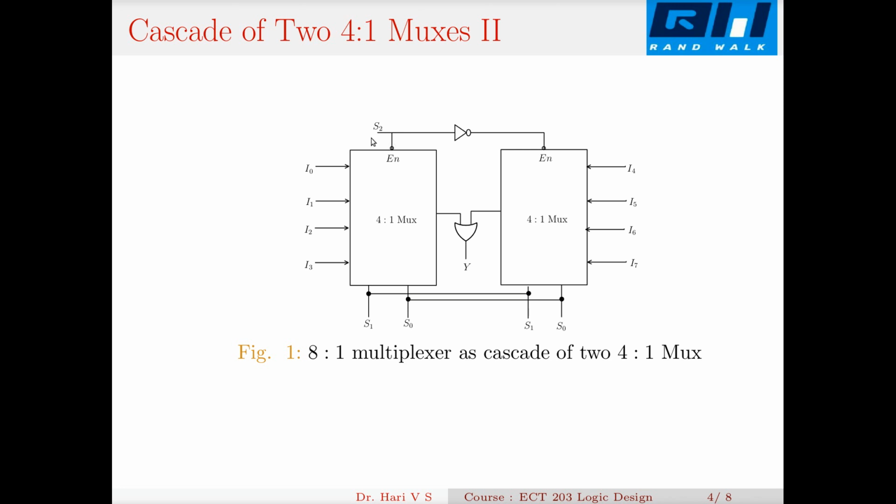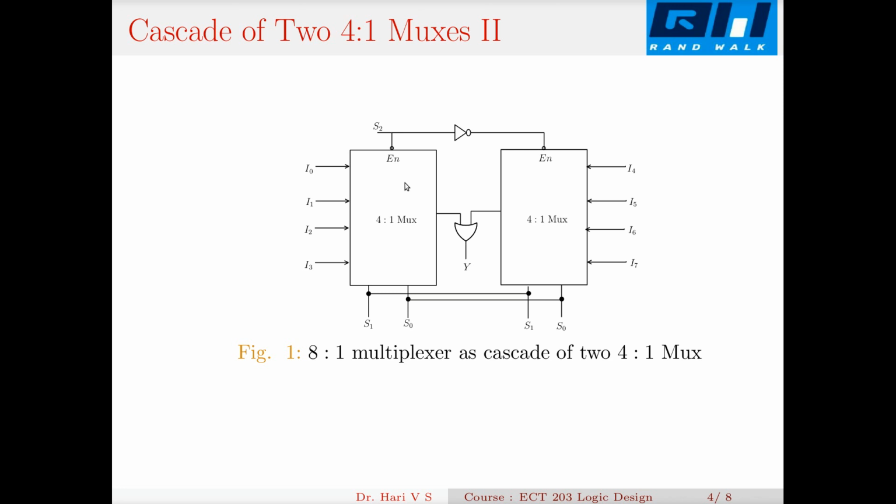that is when S2 equals 0, this chip is enabled. For the count 0, 0, 0, I0 will come out. The other input to the OR gate is 0, so Y is I0 OR 0, that is I0. When it is 0, 0, 1, I1 comes out. When it is 0, 1, 0, I2 comes out. When it is 0, 1, 1, I3 comes out.